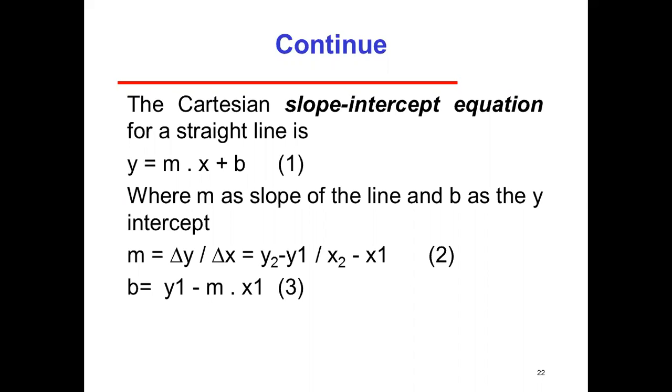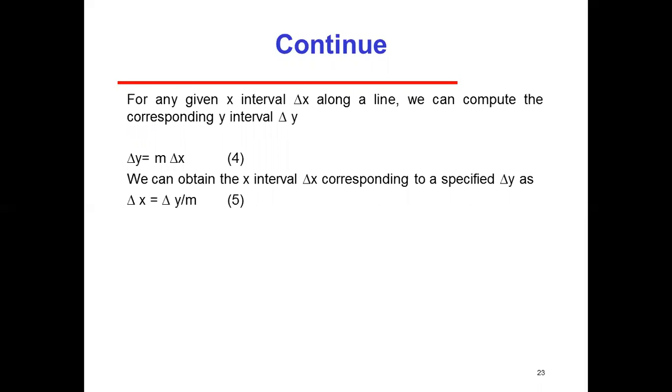So we are considering these as equation numbers 1, 2, 3 like this. We are already aware that this equation is used to draw the straight line. For any given x interval, we can use the similar equation in different fashions. Delta y is equal to m into delta x. We can obtain the x interval delta x corresponding to a specified delta y. So if delta y is given, then we can calculate delta x, and if delta x is given, then we can calculate the other factor.